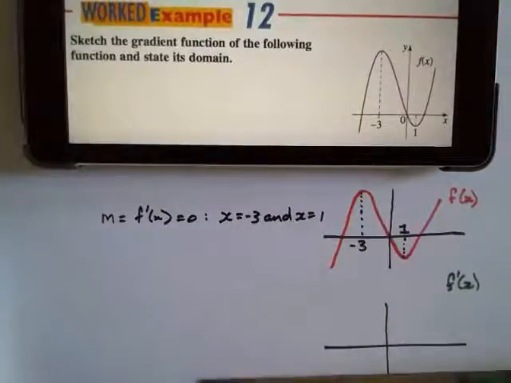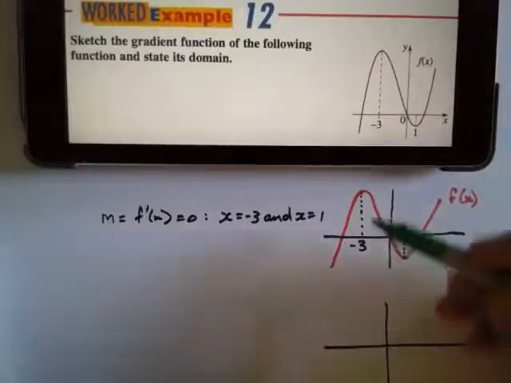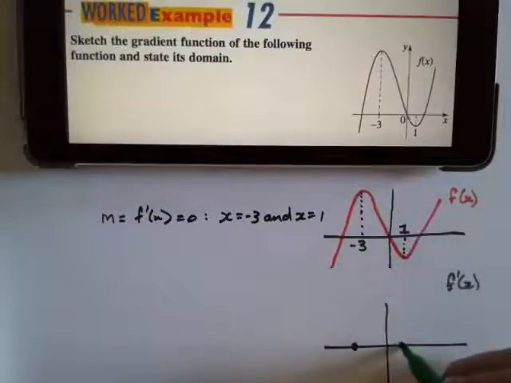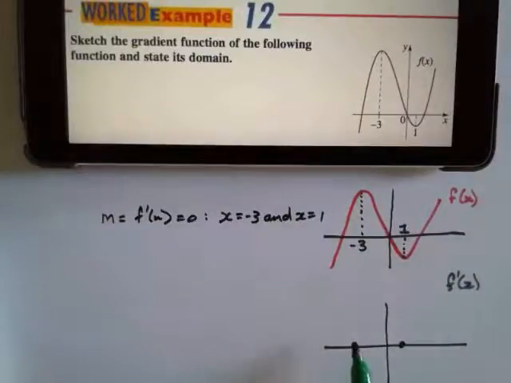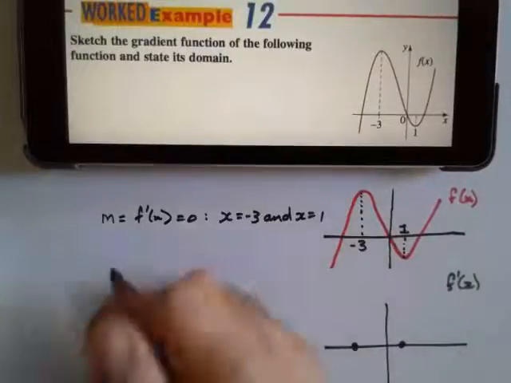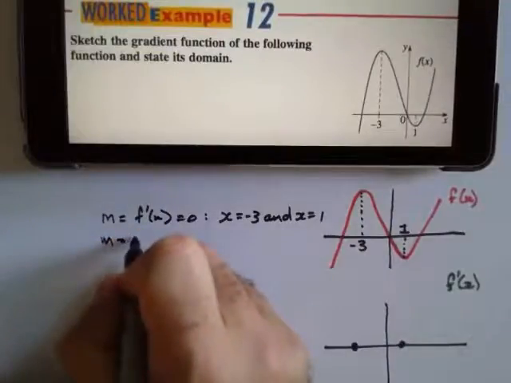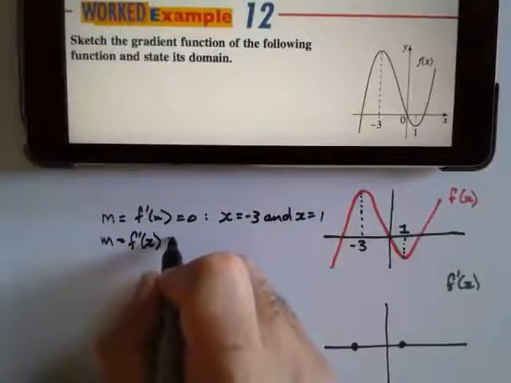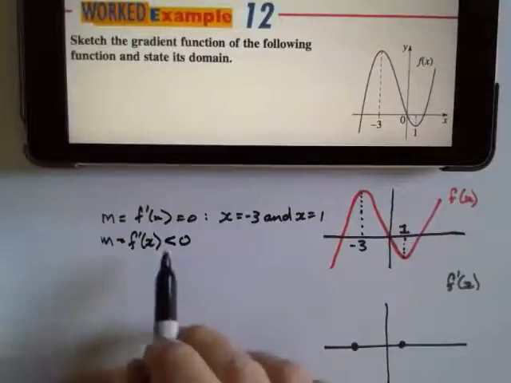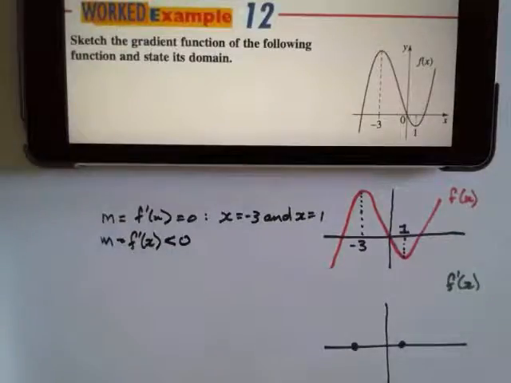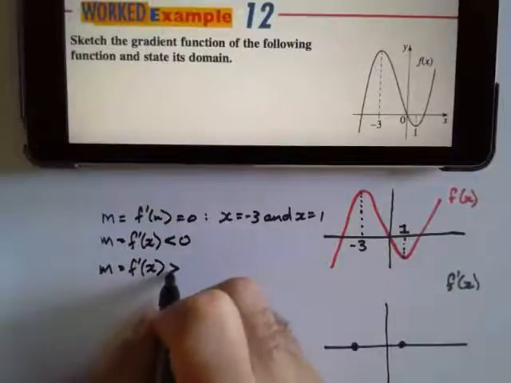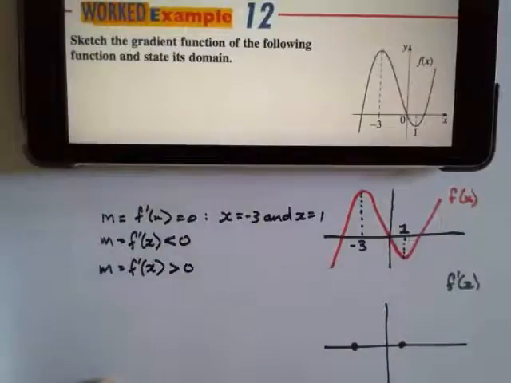So which means on this graph of mine, where x is -3, it's going to be 0, and at 1 it's going to be 0. So now that is my turning point, where it intercepts on this graph. My next step is I'm going to look at where my derivative f'(x) is less than 0, so where the gradient is negative. And I also want to find out where the gradient of f(x) is greater than 0, which means it is positive.